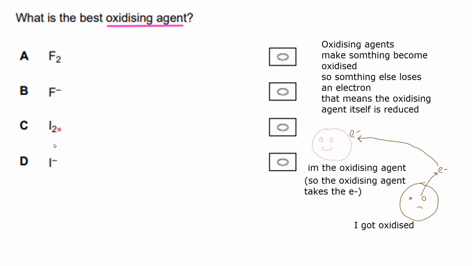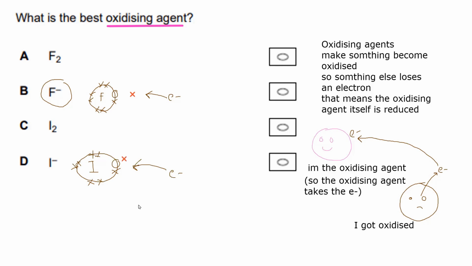So, let's look at these four things A, B, C, and D. We have fluorine, fluoride, iodine, iodide. Which of these is going to want to take an electron? Well, a fluoride ion has no room to take an electron. And the same goes for an iodide ion. If you look at them, they've got a full outer shell. So how can they take an extra electron? So these cannot be oxidizing agents. They can't make anything lose an electron because they've already got them. So our answer has to be either fluorine or iodine.